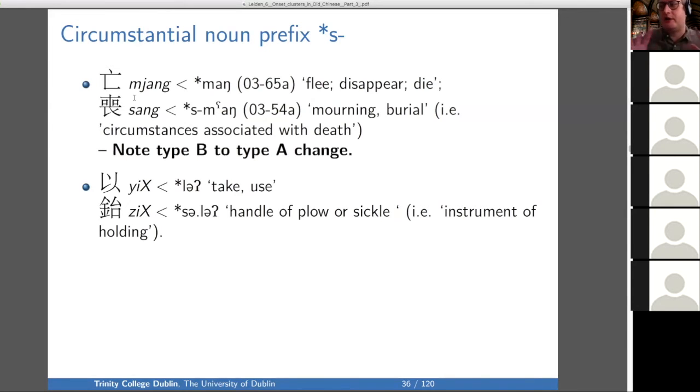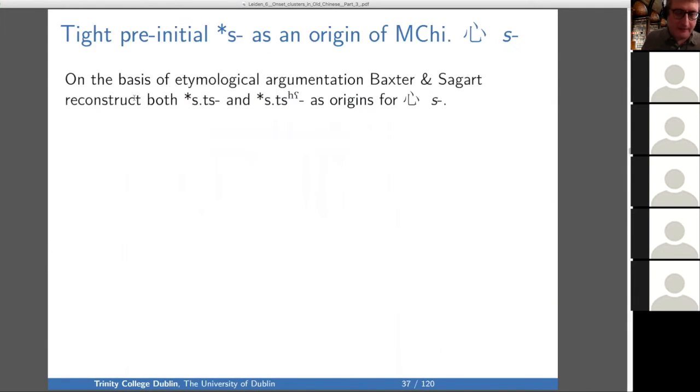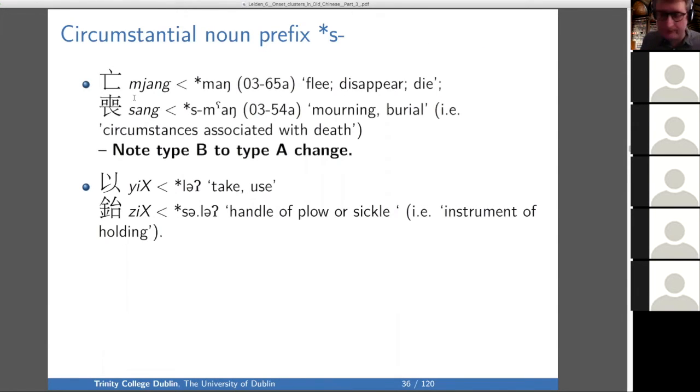And then we're not talking about loose preinitials here now, but I just want to throw it in there because it's also this circumstantial use of the S prefix, this example of let, to take or use, and the handle of a plow or sickle, an instrument for holding or an instrument for taking, solet in their reconstruction. And those are all of their examples of circumstantial noun prefix S. Yeah.